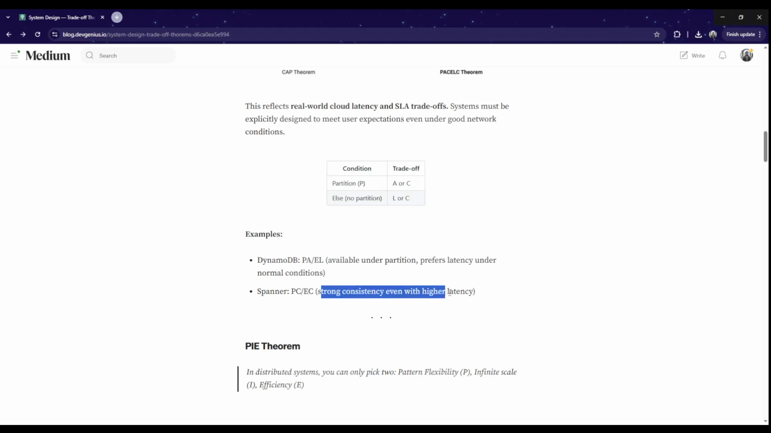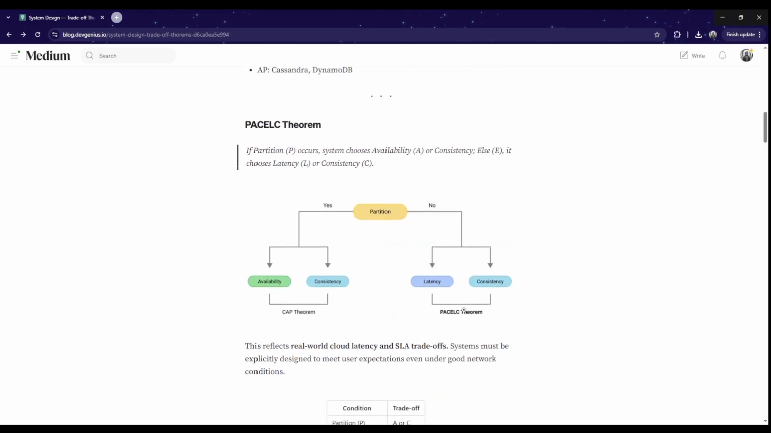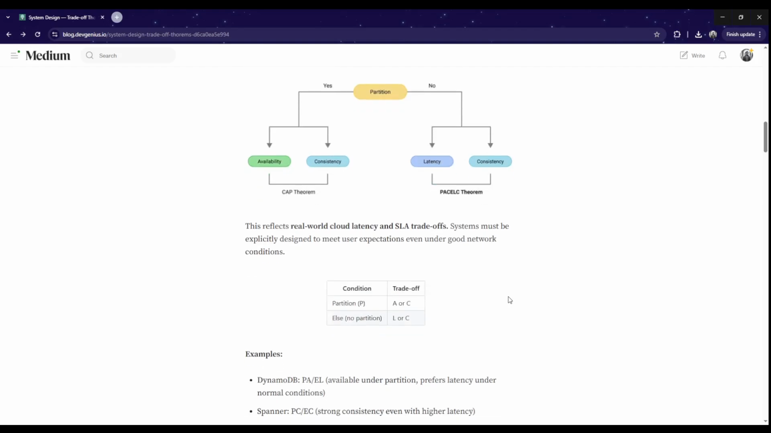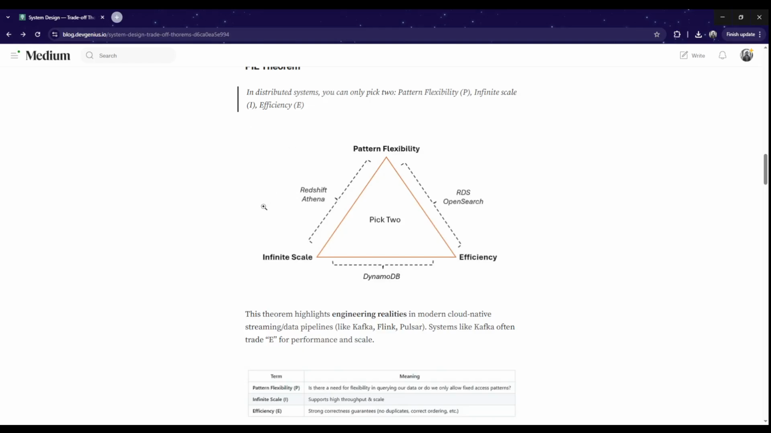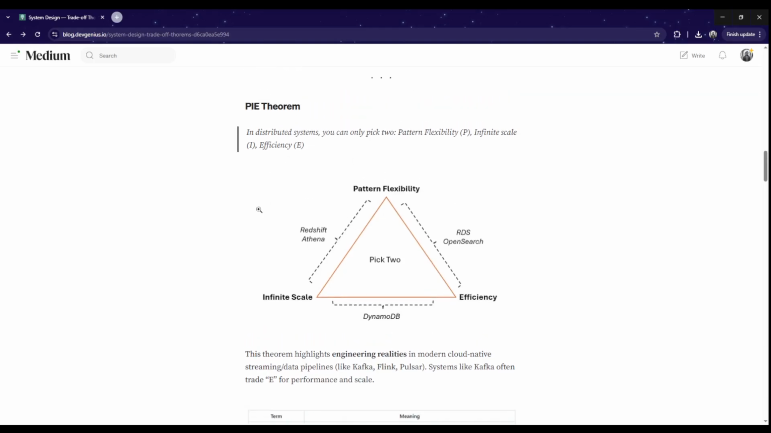So it will provide a higher latency, but it will always be consistent. This theorem is very interesting, and we should be knowing about this in cloud systems for sure. Then there is a PIE theorem, which says that in case of a cloud or any system which is giving us scale and efficiency and pattern flexibility, we can only choose two.